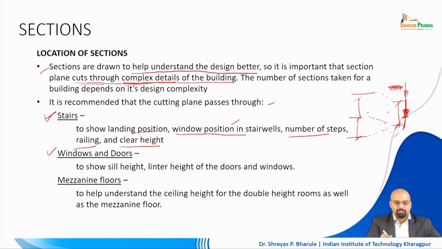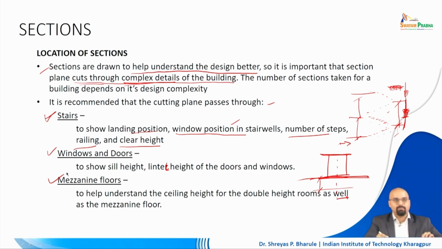Next is your windows and doors, right? To show the sill height, right, where your window is, say for example you have your window like this, so this will be your sill height and this will be the lintel, right? From the ground level you need to show the sill height. So it needs to go through the window as well, right? That is very, very important, right? So this is supposed to be the lintel, right? So the lintel height of the door and windows is also visible, right? So it's very, very important.